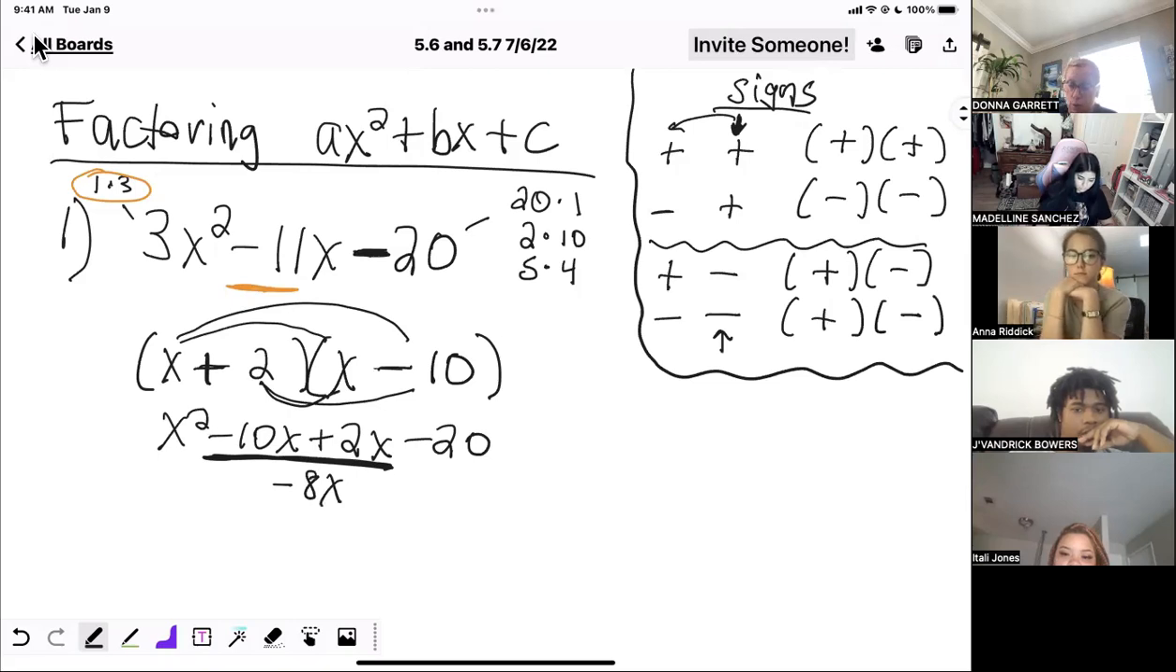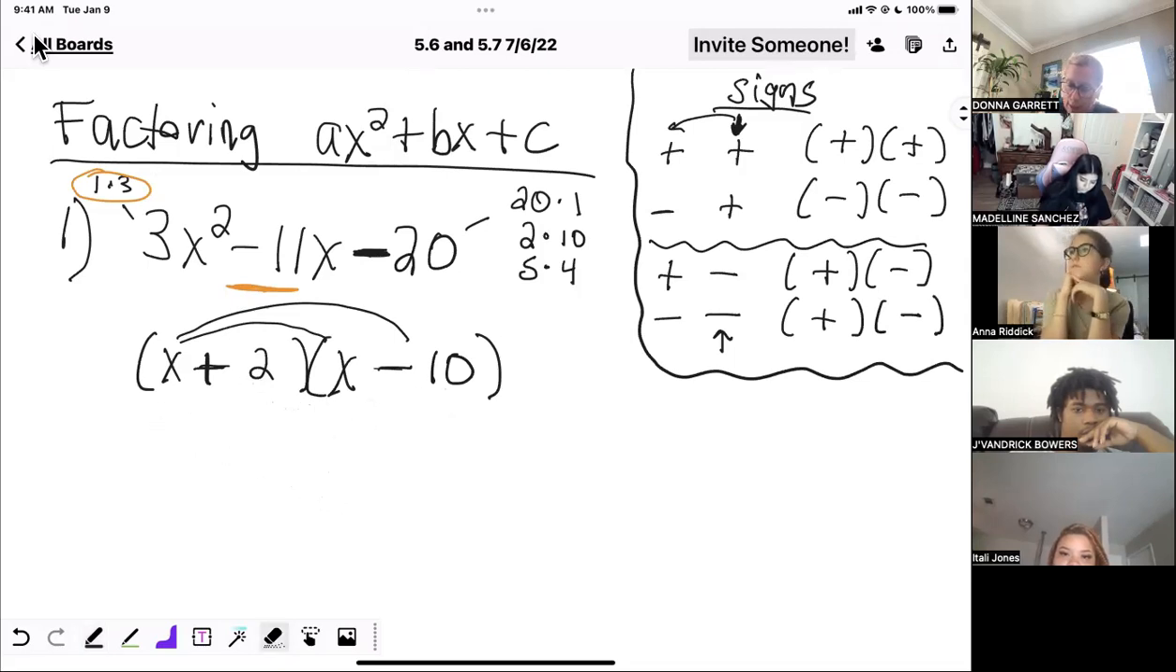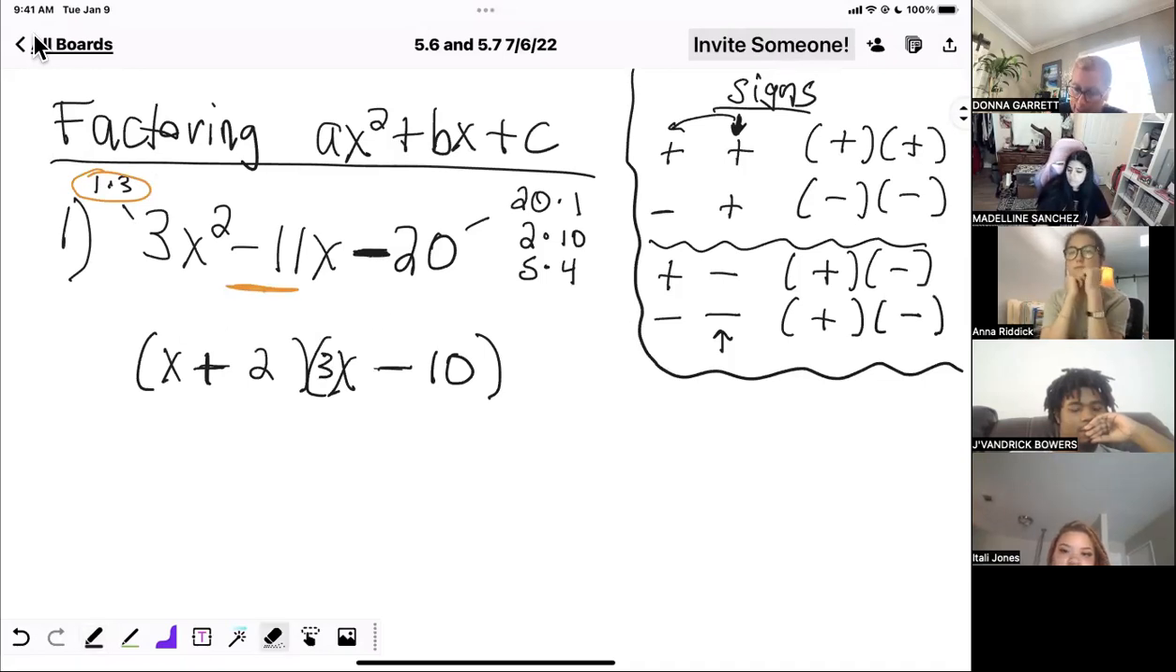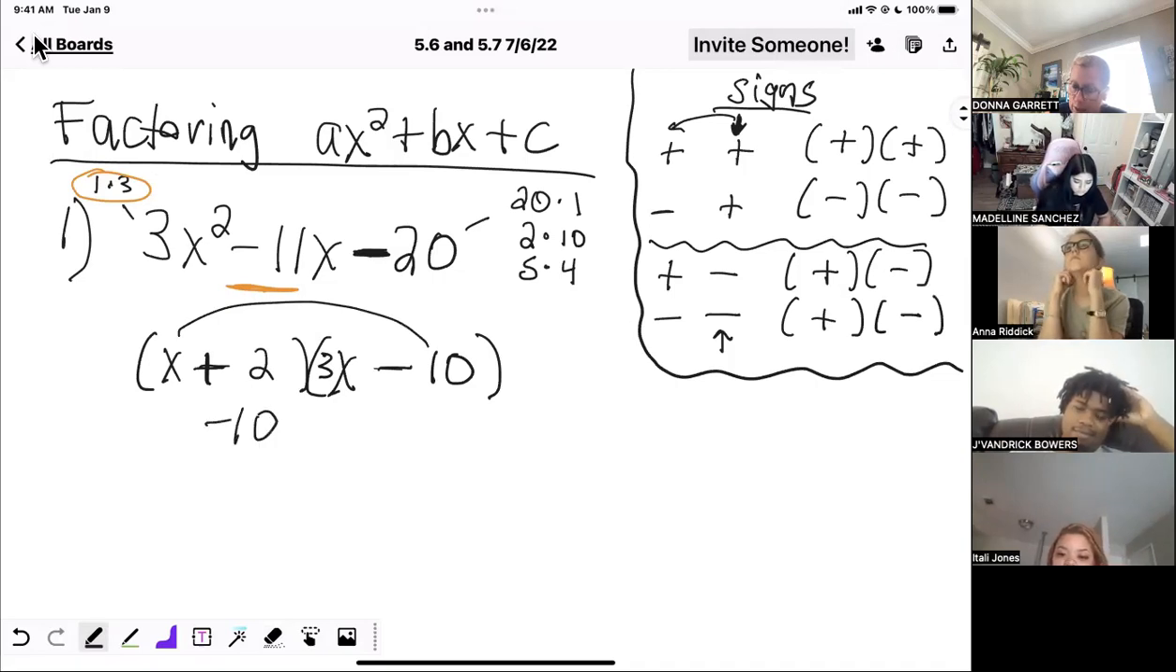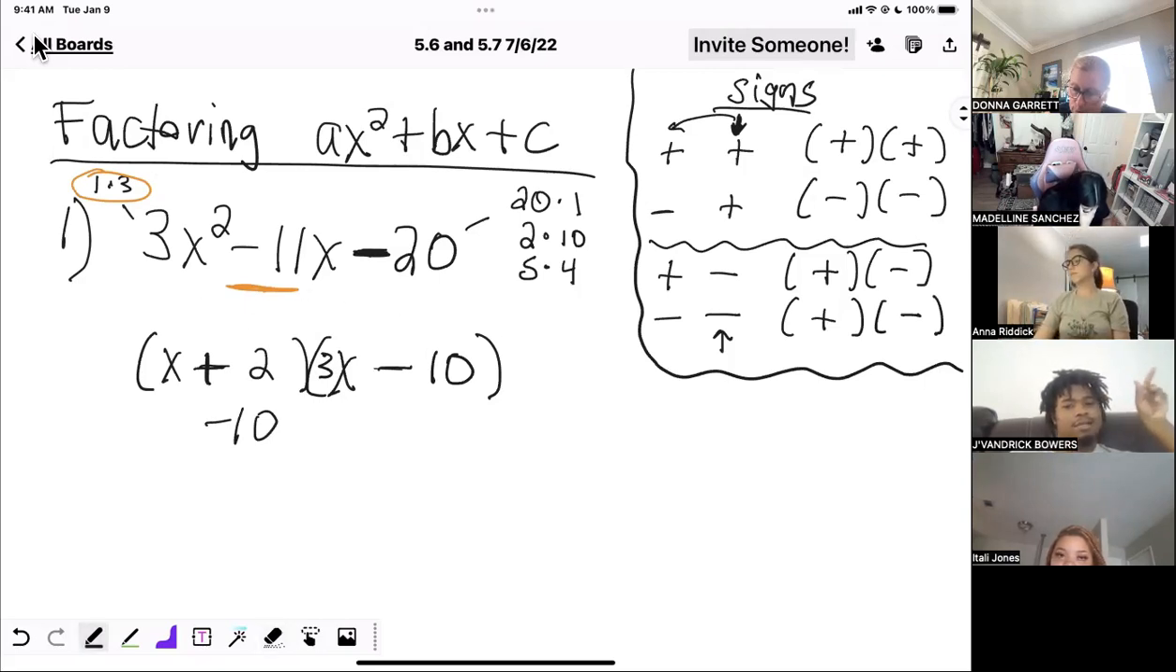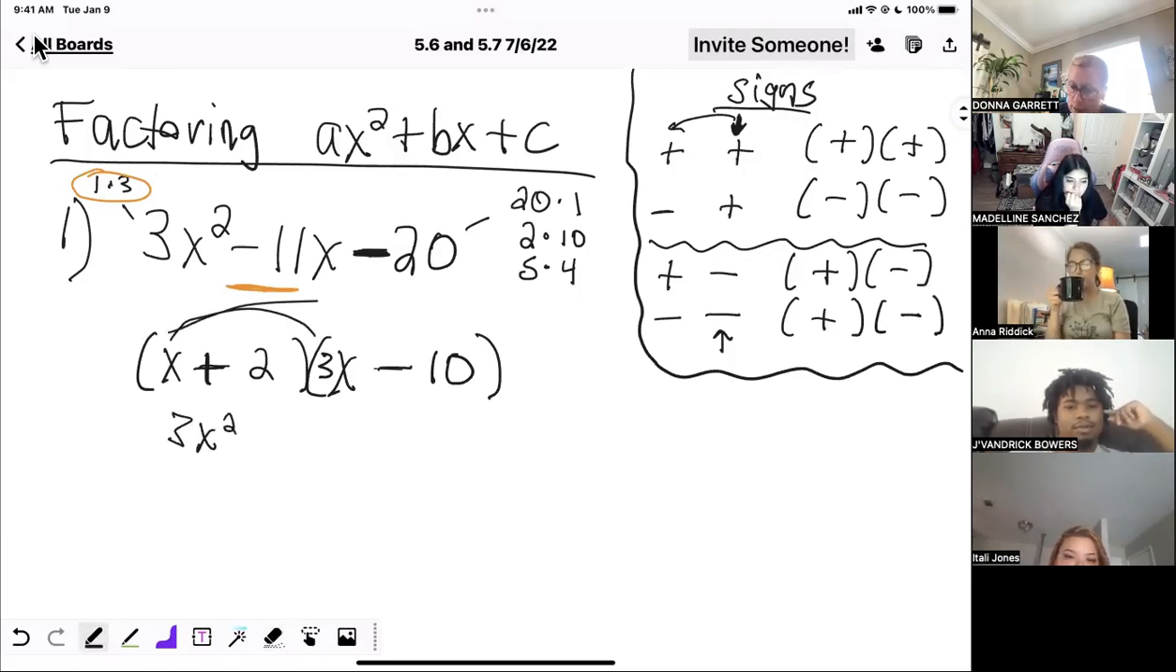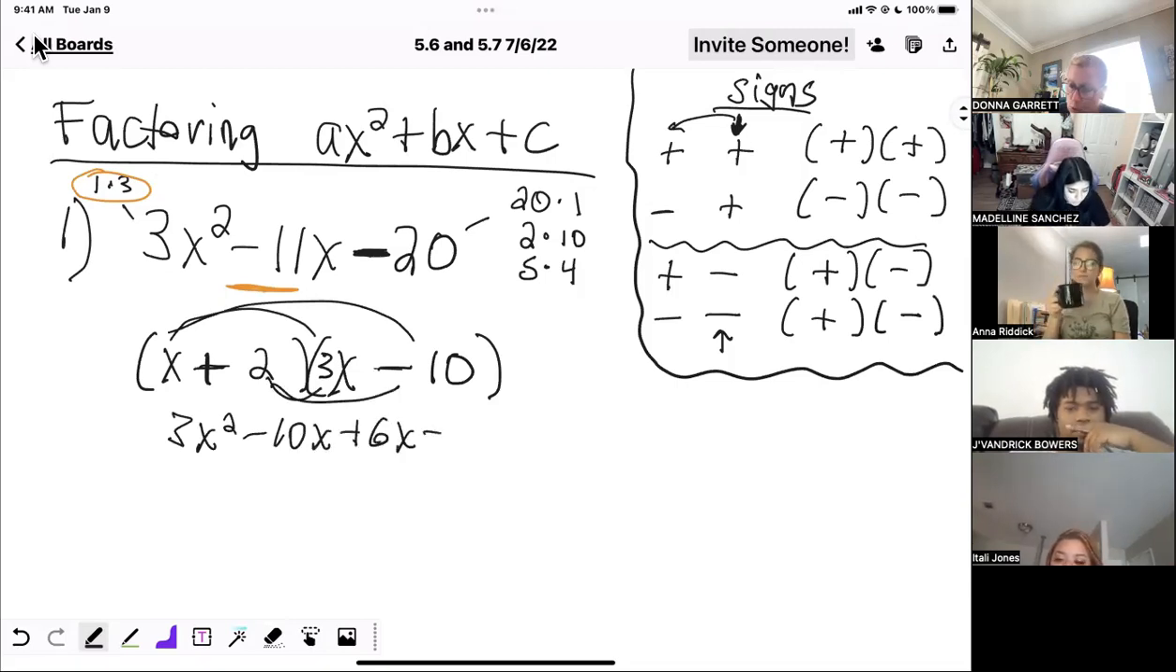And actually, I did it totally wrong, didn't I? Because I forgot my 3. Take it back. I forgot my 3 and 1. Okay, so I'll put the 3 here. Now let's do it again. X times -10 is -10. Messed myself up. Okay, 3x squared minus 10x plus 6x minus 20.